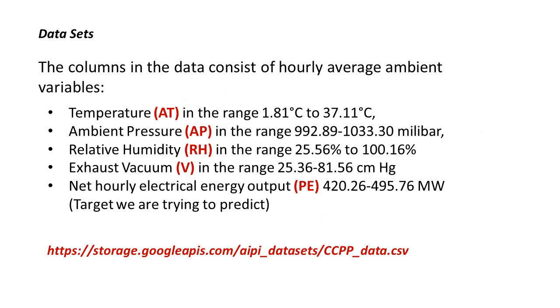In building the model, we need the data set that can be downloaded from Google Storage, and the file name is ccpp underscore data. It's in the form of a CSV file. As you review the file, you can notice the different columns such as temperature, pressure, humidity, vacuum, and the output energy. It's very important in building the models for predicting the power plant output.